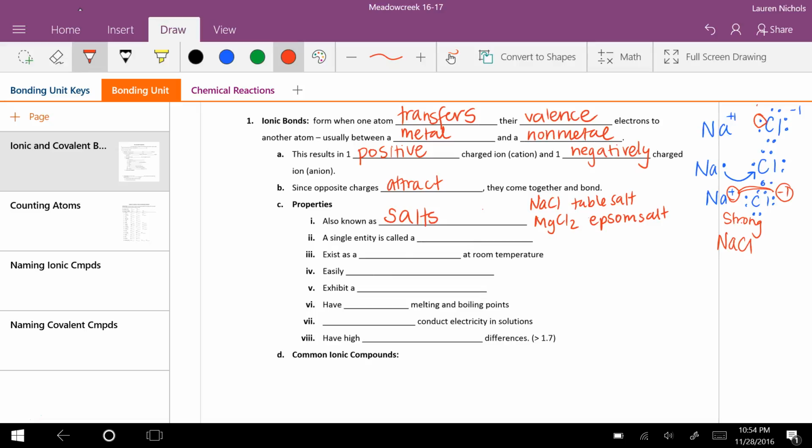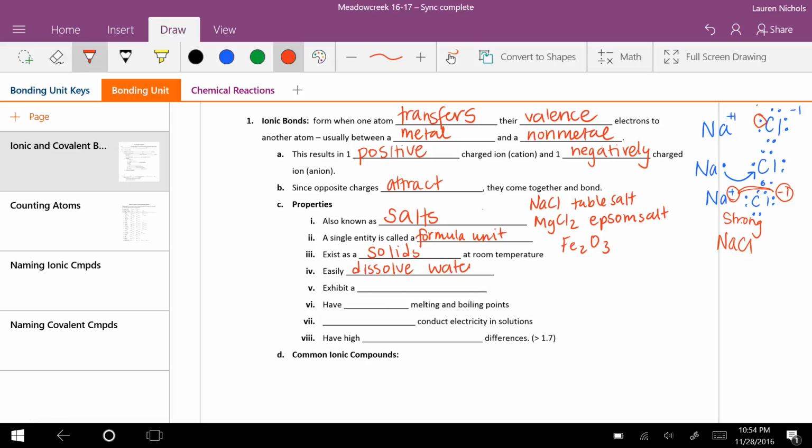But even if you have something with iron in it, Fe2O3, that is also considered a salt because it is an ionic compound. Now, a single entity of this, if you have just one atom of Na and one atom of Cl that's been combined, we would call that a formula unit. Now, ionic compounds exist as solids at room temperature, and they easily dissolve in water.